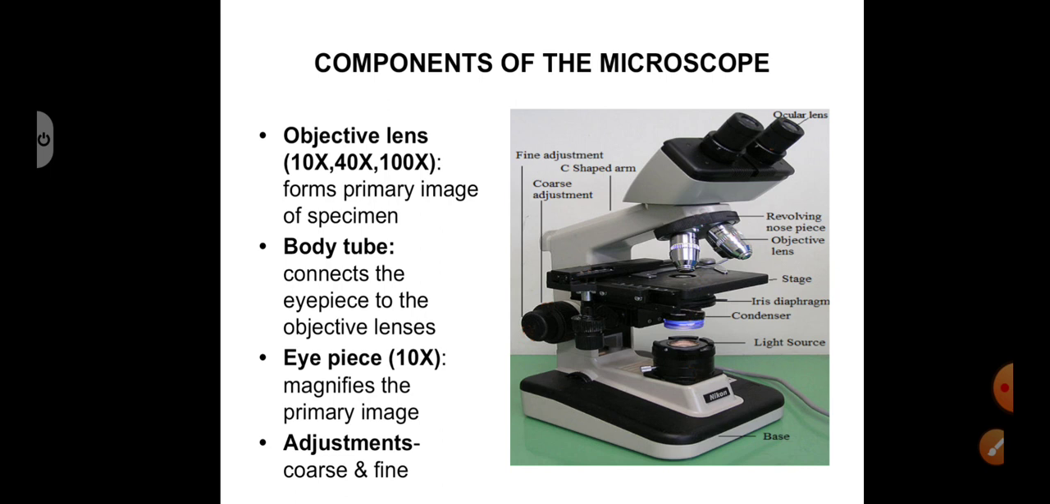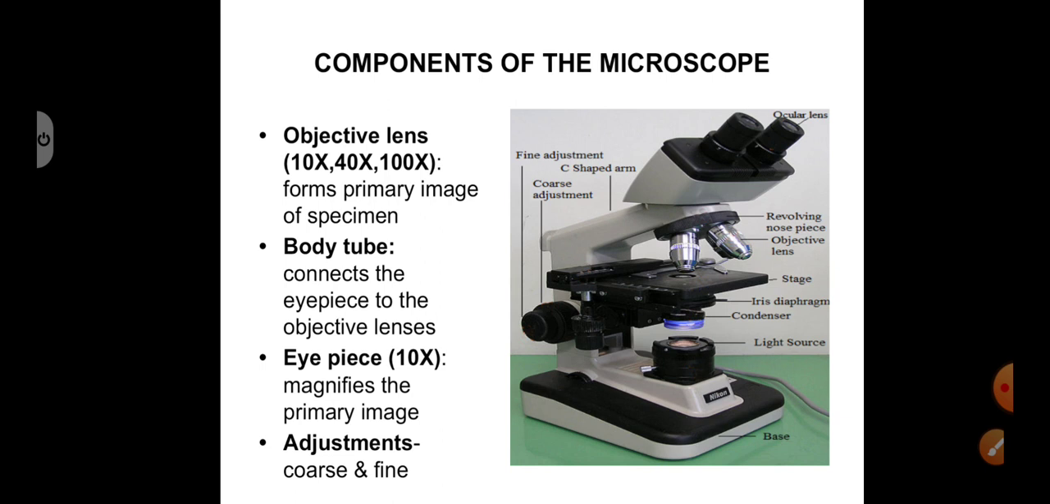Next, where is this going? Via the body tube. I've shown you the body tube connection, which is going to the eyepiece or the ocular lens, which further magnifies the image. How many times? Only 10 times. The eyepiece has a fixed magnification of 10 times.